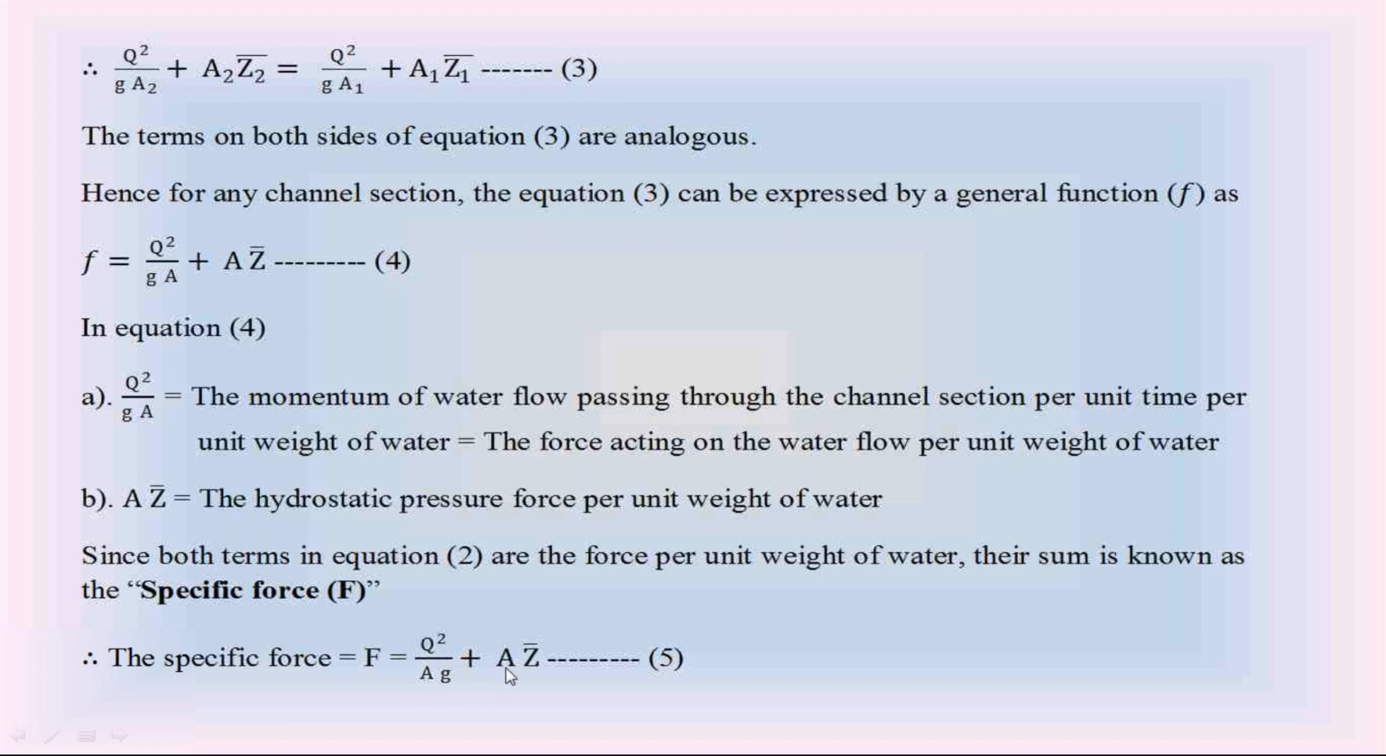And in the second term, A is the wetted area, a function of depth of flow y. Z bar is the distance of the centroid. It is also a function of depth of flow y. So from equation 5, it is clear that the specific force of water flow in the hydraulic jump is a function of the depth of flow y. Please listen to this carefully.